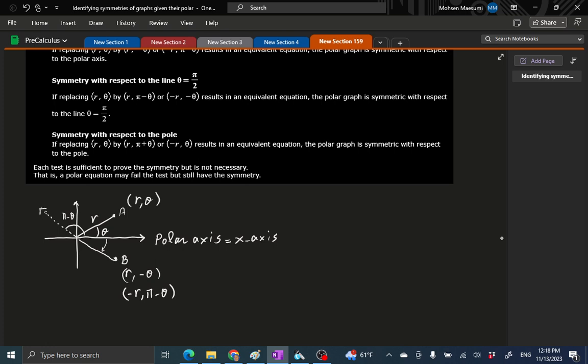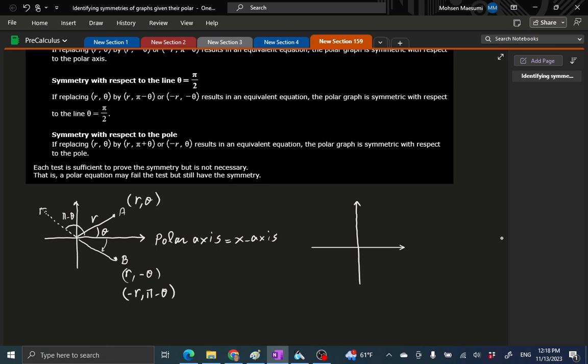How about symmetry with respect to y-axis? Symmetry with respect to y-axis in college algebra, you say if you change x to minus x and the equation doesn't change, it's symmetric with respect to y-axis. For example, graph of y equal to x squared, you change x to minus x, and minus x squared is the same as x squared, and you say your graph is symmetric with respect to y-axis.